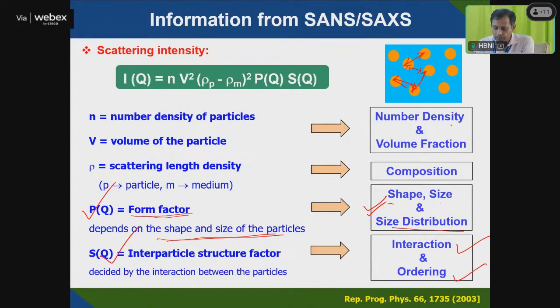So the number density and volume fraction you will get from N and V, and composition information you will get from the scattering length density. So this is basically the information you will get from SANS and SAXS.